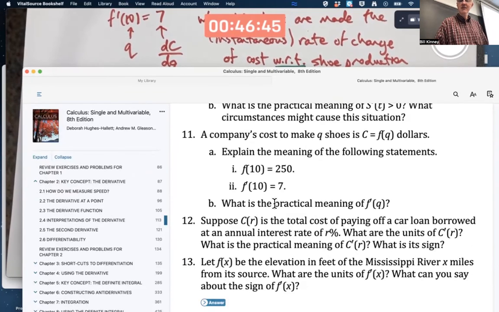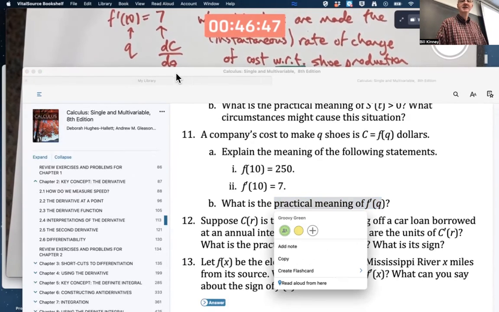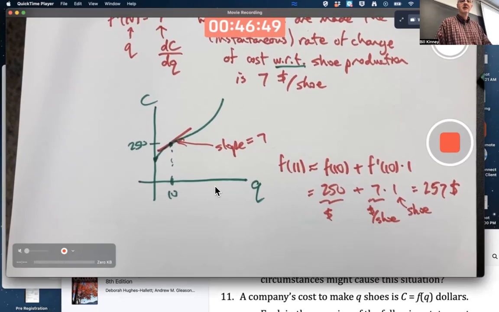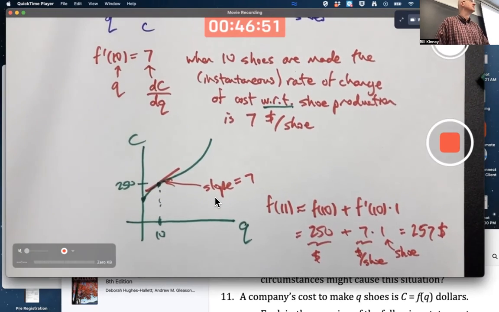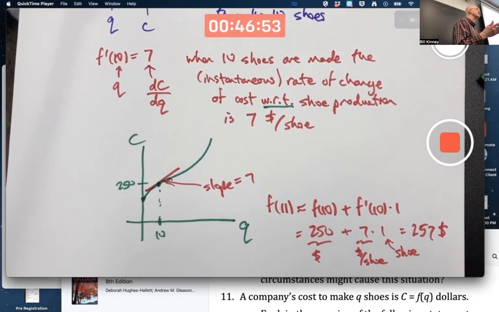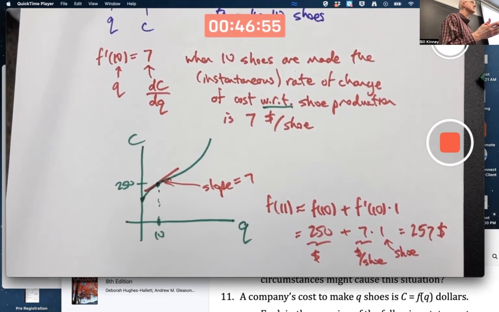What is the practical meaning of f prime of q? It's telling you how fast the cost changes as the quantity made changes. That's got a special name in economics. It's called marginal cost. What's the cost of making the next shoe? What's the extra cost, I should say?